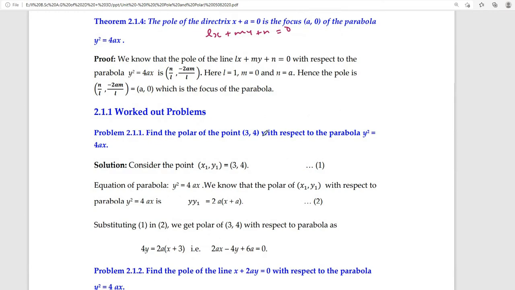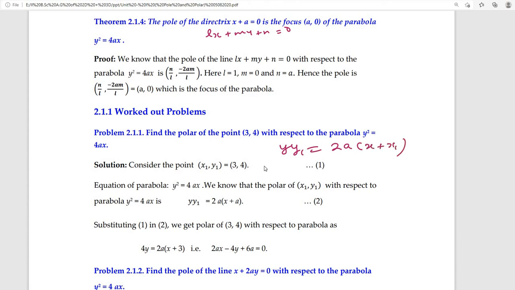Next, as an example, if you are given the point (3, 4), we want to find the polar of that with respect to y square equal to 4ax. Once you take the pole to be (x1, y1), its polar is given by y y1 is equal to 2a into x plus x1.